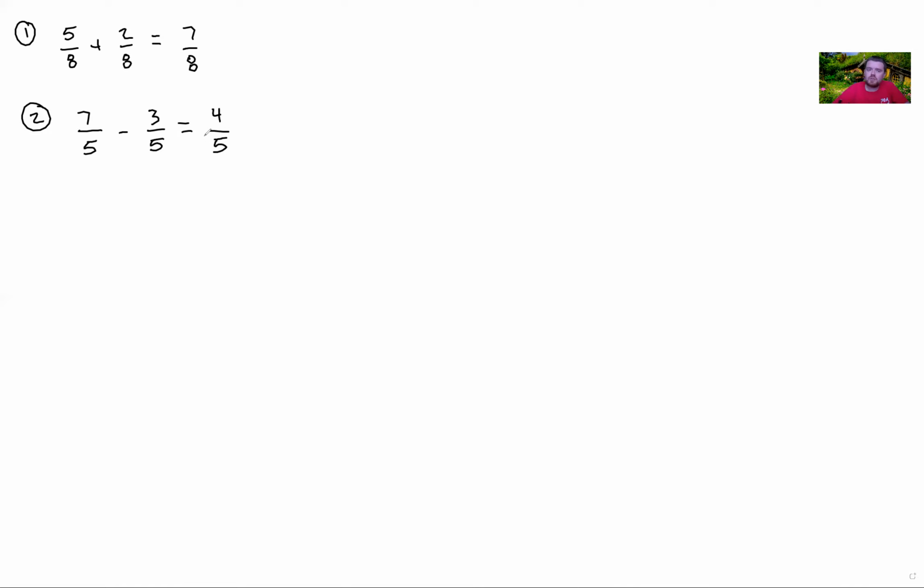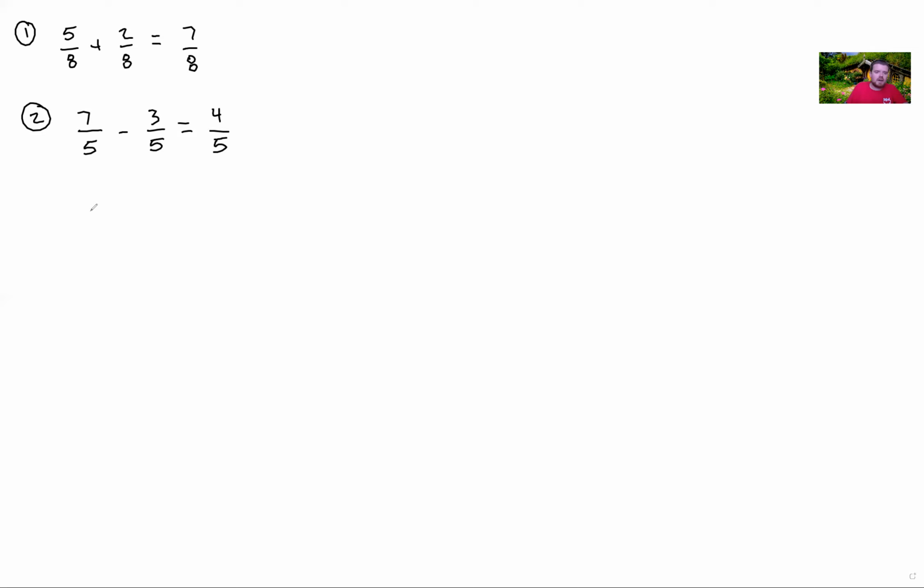Now, where it gets a little tricky is if you have denominators that are different, because just like if I asked you to add apples and oranges, right, you can't tell me you have 17 apples or 17 oranges. They're different things. So with fractions, because they're both values and quantities, we're going to change them to be the same thing. And you can do that one of a couple ways.